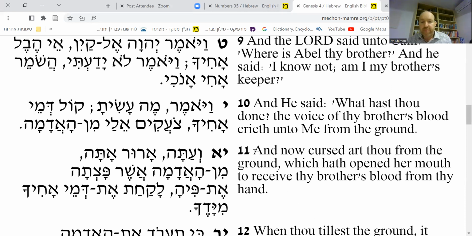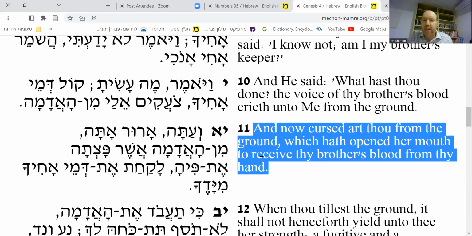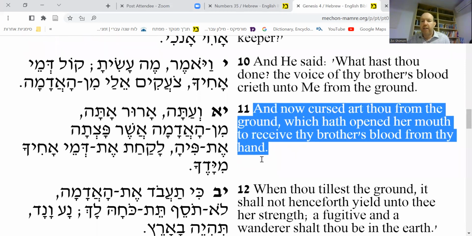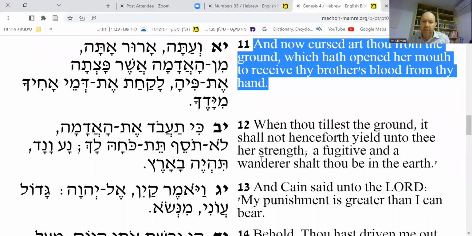Verse 11. And now, cursed are you from the ground, which has opened her mouth to receive your brother's blood from your hand. When you till the ground, it shall not henceforth give unto you her strength. A fugitive and a wanderer shall you be in the earth.